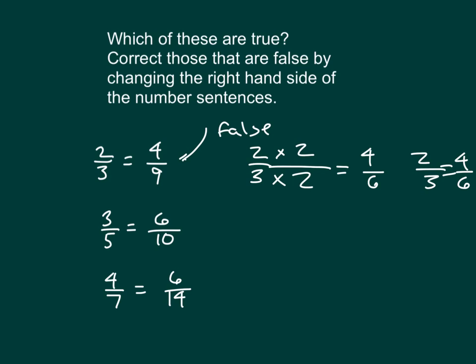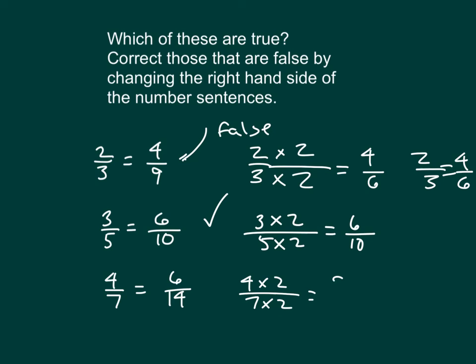Does 3/5 equal 6/10? Well, let's see. 3 times 2, 5 times 2. Yeah, 6/10, so this is correct. 4/7, does it equal 6/14? Well, let's see. 4 times 2, and that'd be 7 times 2. 4 times 2 is 8. 7 times 2 is 14. So that 4/7 actually equals 8/14, not 6/14. So this one here is false.